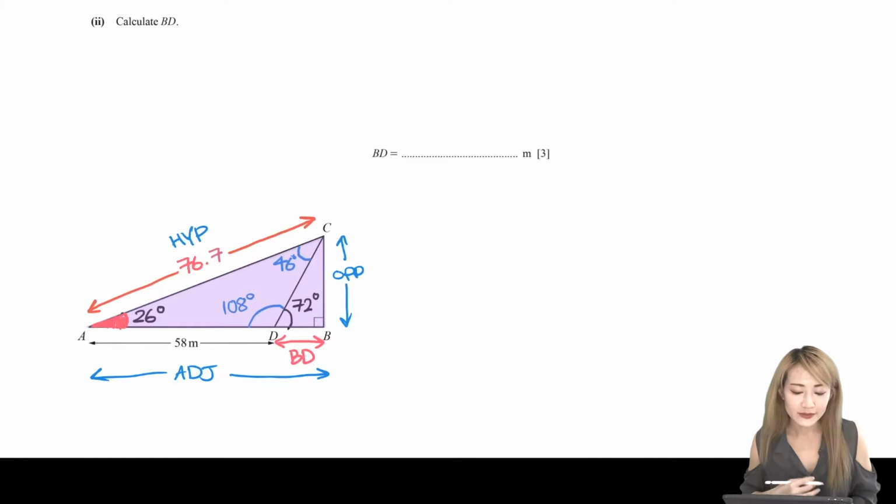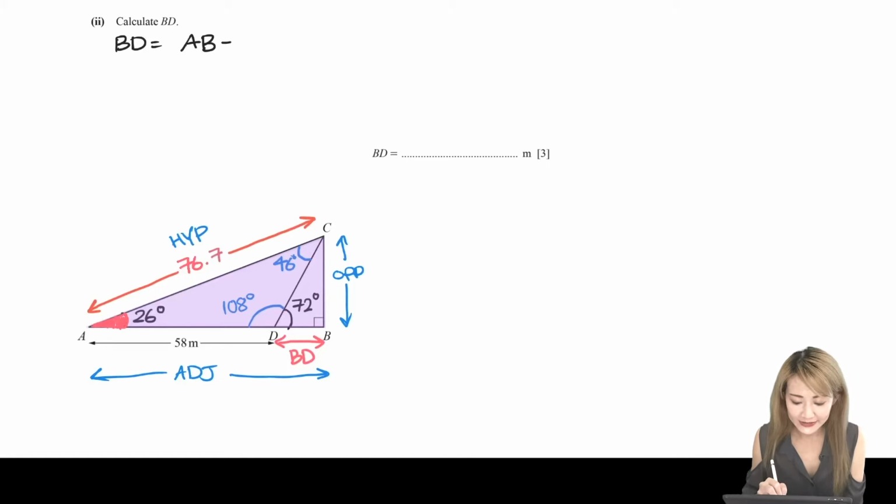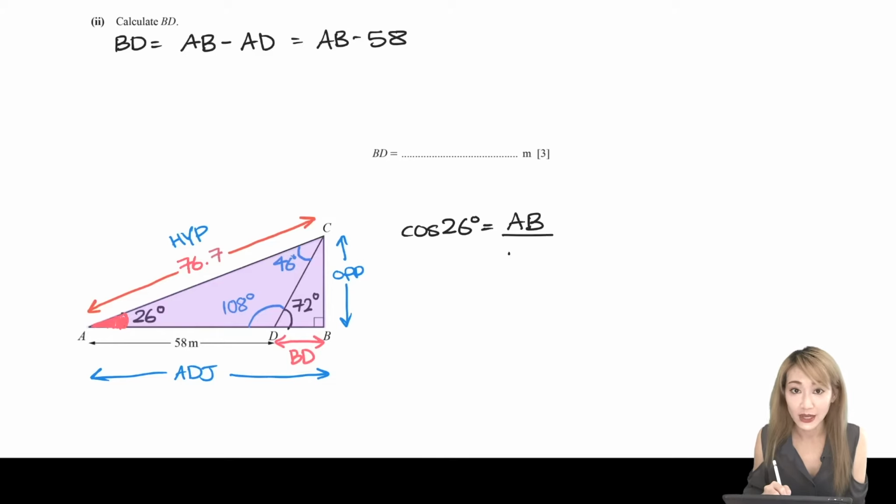So we can calculate BD if we actually know the side of AB, because AD plus BD equals AB. So we can find BD by doing AB minus AD. And we already know that AD is 58 meters. So all we need to do is find AB, and we can use trigonometry to do that. So we want to find the adjacent side, and we have the hypotenuse side. So that's cos 26 degrees equals adjacent, which is AB, over AC, which is hypotenuse.